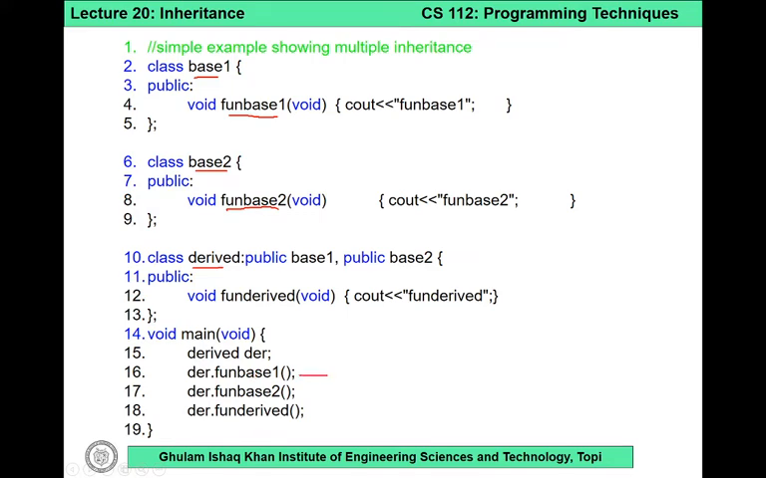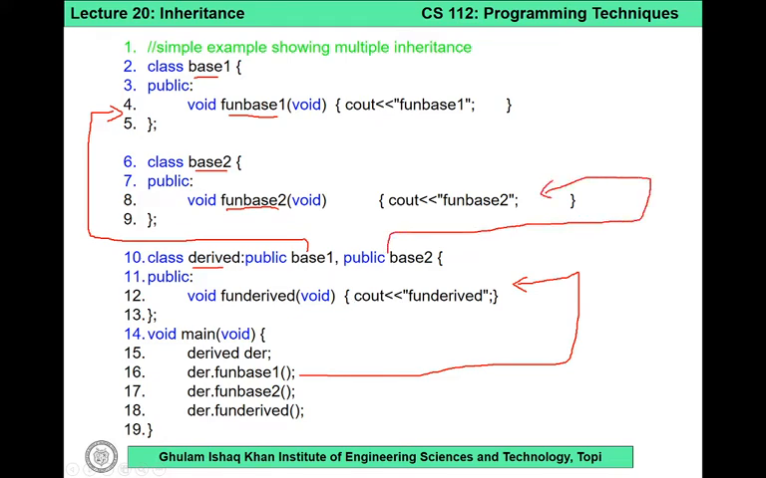Now what will happen, it will go to its own class and try to search for this fun base 1, and it will not be able to find this fun base 1 function. Now what will it do, it will go to its first parent and try to find it there, and it will find this fun base 1 function here. It will also go to its second parent, and the fun base 1 function is not available here. So there is no naming conflict. So it will simply call the fun base 1 function from base class 1.